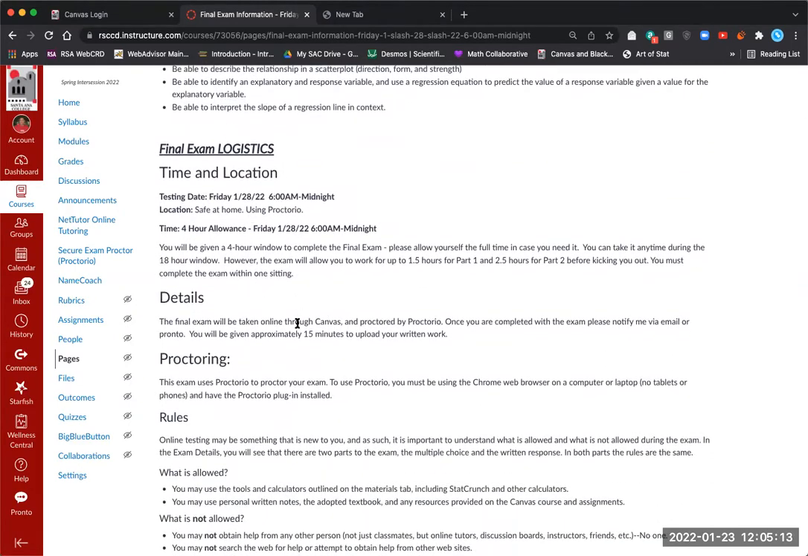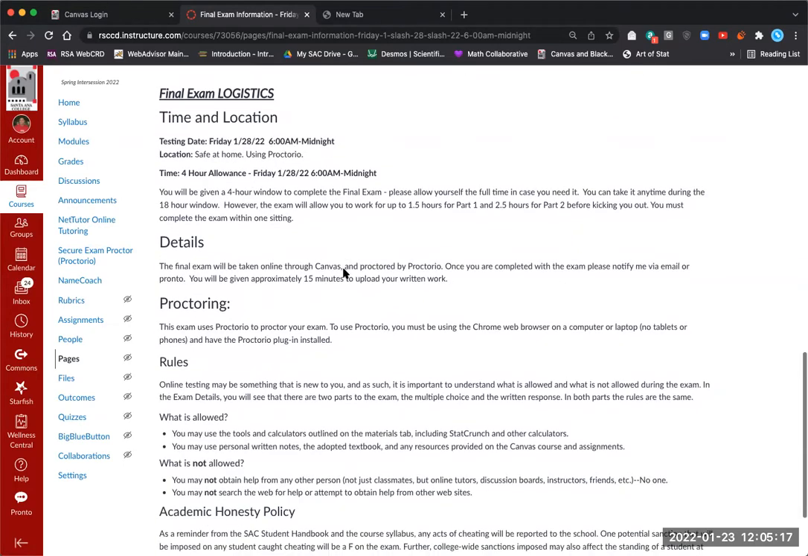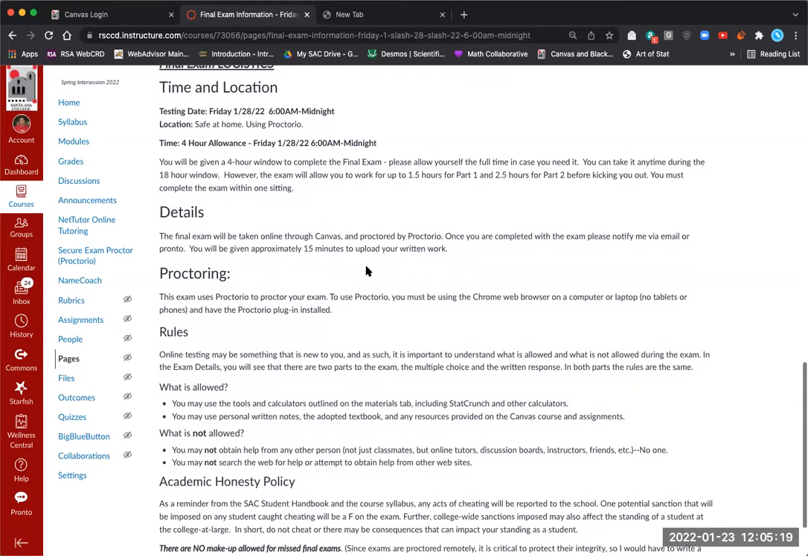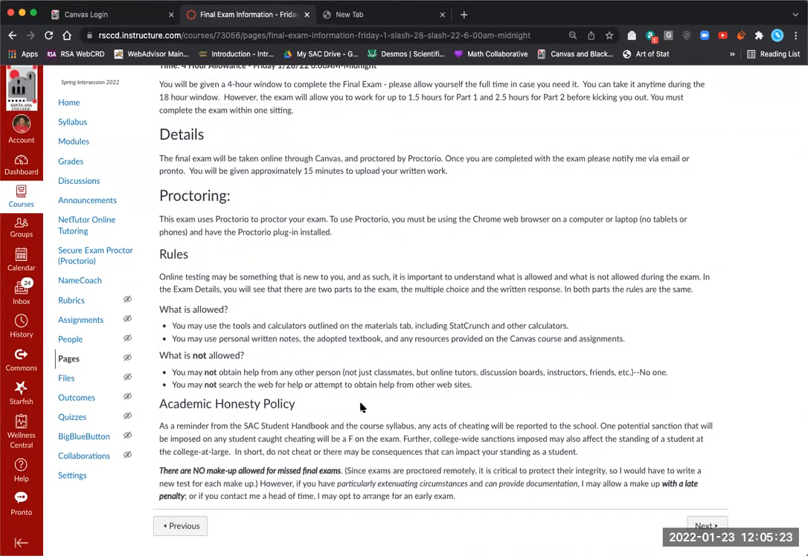It's again going to be on Proctorio. You have it Friday. You have a window from 6 a.m. to midnight. You'll do it on Proctorio. Make sure that's set up. The same rules are applying. You can use your notes. You just can't get help from anyone during the time, or go online and search things. And again, that's what's monitored on Proctorio.